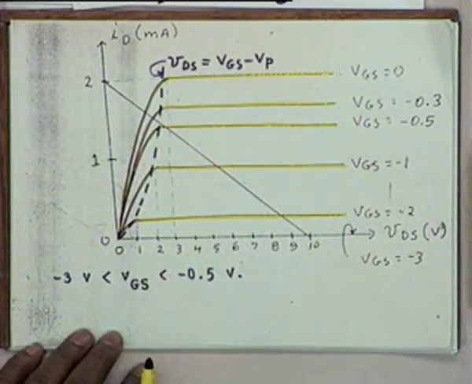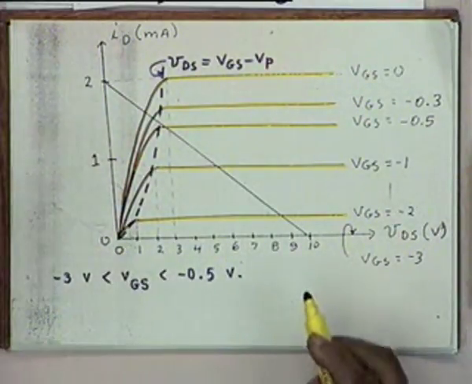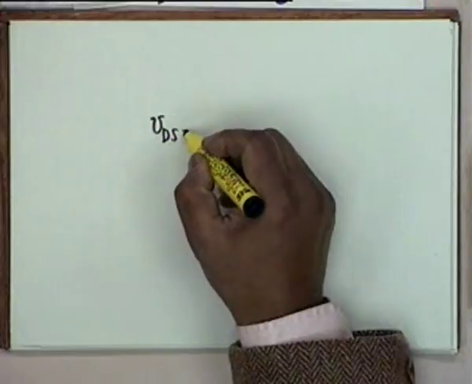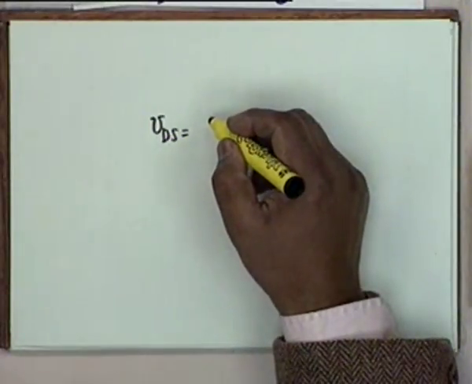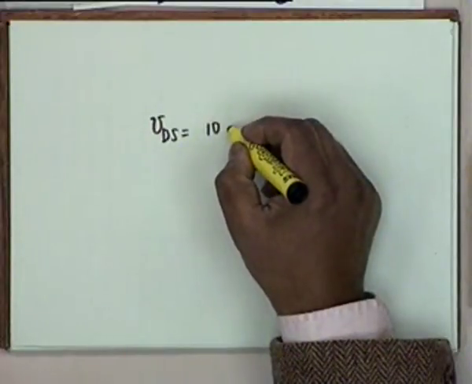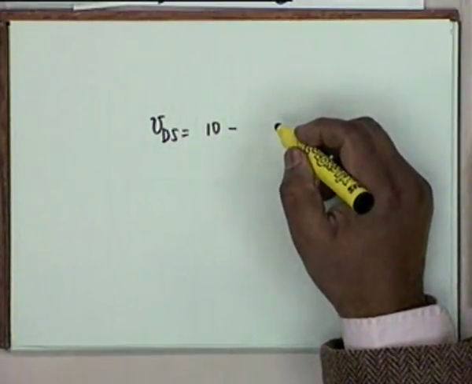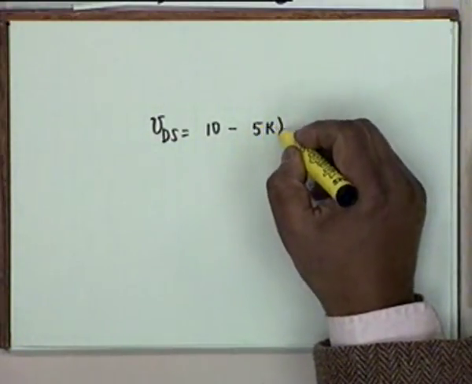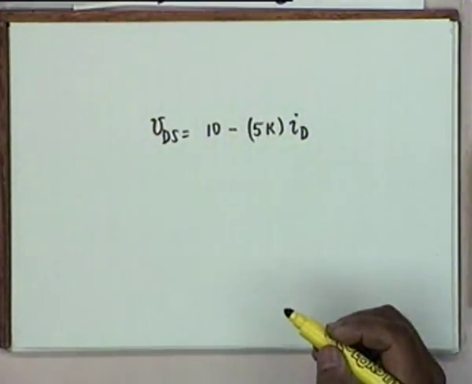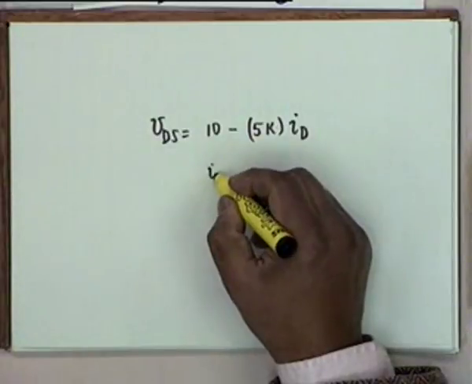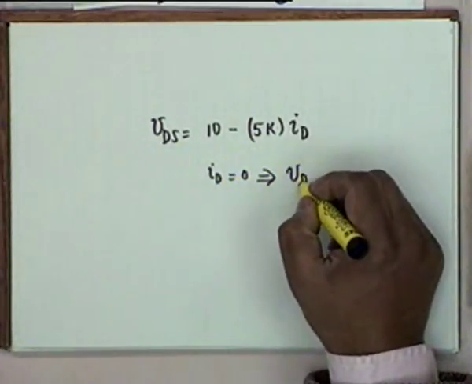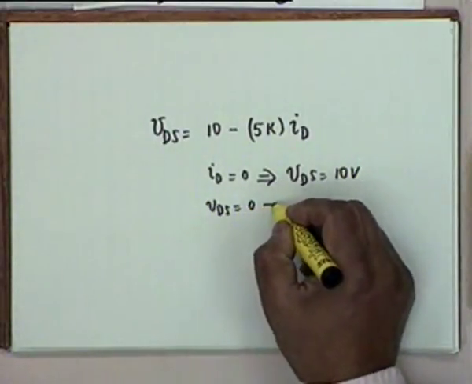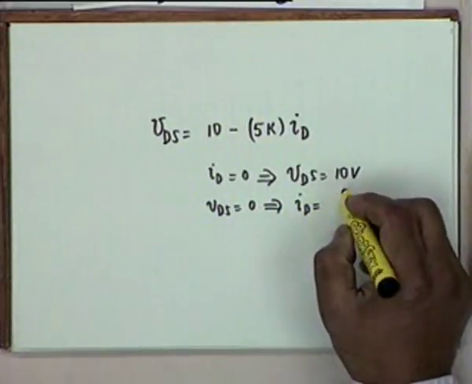The next part of the question says that on this plot draw a load line. Well, the load line would satisfy VDS equal to VDD, which is 10 volt, minus RD times ID, there is no resistance in the source terminal, so it is RD, which is 5K, multiplied by ID. This is the load line, and you see that ID equal to 0 leads to VDS equal to 10 volt, and VDS equal to 0 leads to ID equal to 2 milliamps.